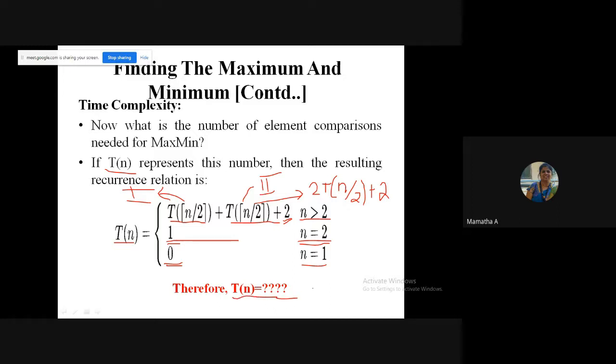So the job for you to do is, what is T of n? I don't want order of growth. Order of growth, I can easily get from the master theorem. Can anybody guess what is the order of growth from the master theorem?